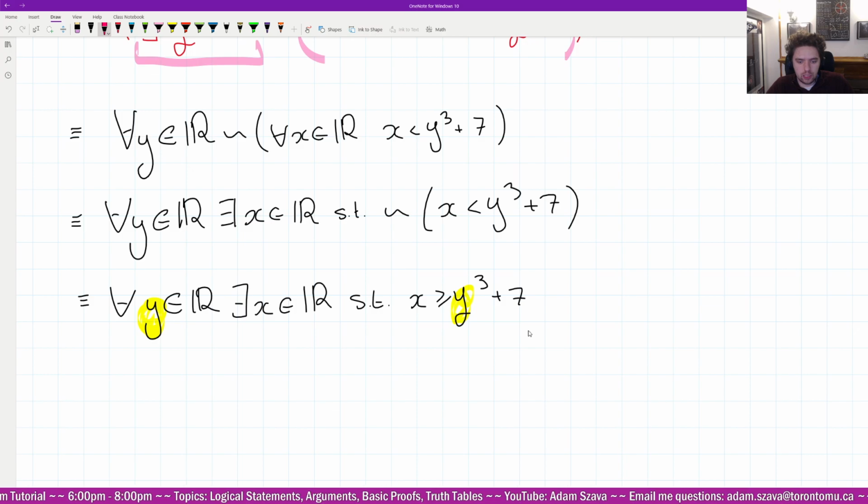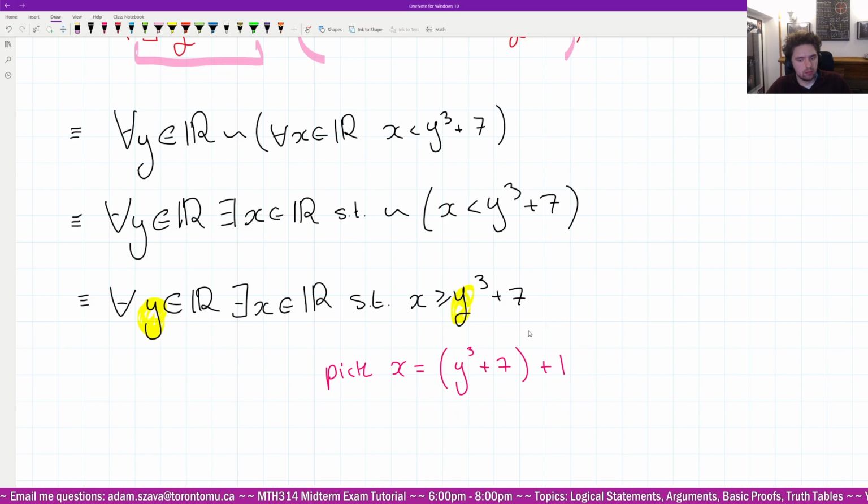We can just choose, I'll just say pick, whatever, y to the 4 plus 7, or y cubed plus 7 plus 1. Right, pick x equals that. Just one bigger. There you go. When we negate the less than, it becomes greater or equal to. So the negation of this is that.